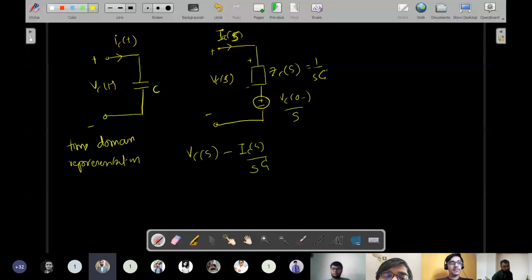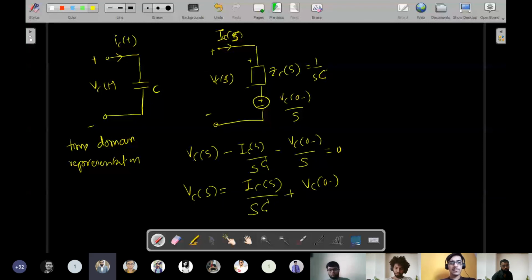If I write like this, it will become here. If I complete the equation, VC(0-)/S equals 0. And if I simplify this equation, it will become VC(S) equal to VC(S)/SC plus VC(0-)/S.